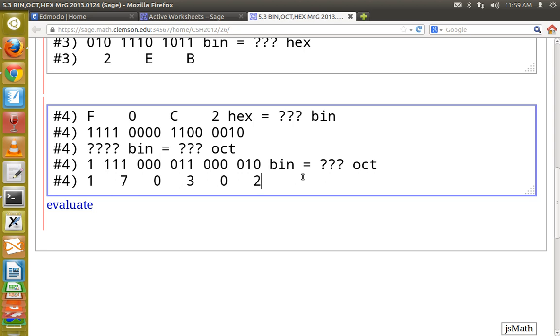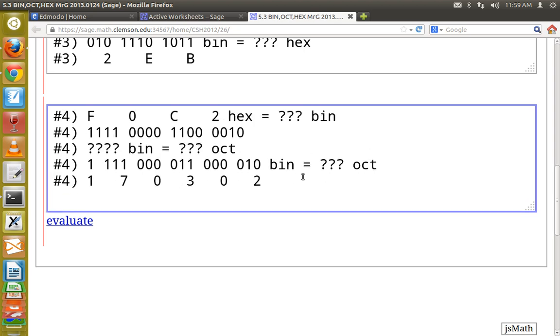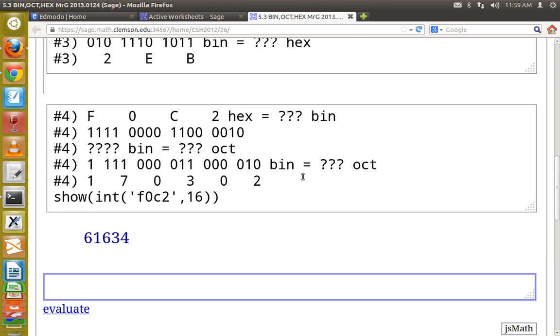Can we check this in Sage? What if I show the int of, quote, F0C2, which is a base 16 number. I want to show that as a base 10 number.